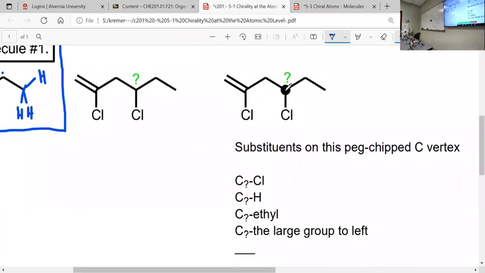What are the branches on this? I put a peg chip there now, kindly for you on your paper. Sending you some copy work from the marker board. What are the substituents? This peg chip has a chlorine. Are you with me? So far, so good.